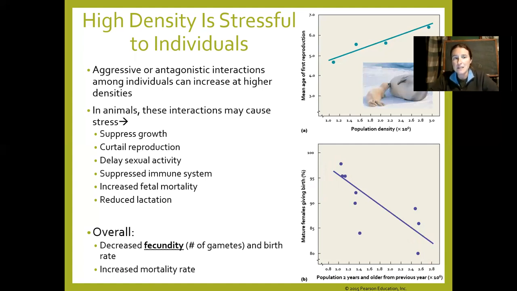The effects of stress occur at the individual level, like natural selection occurs on the individual, but then this radiates out throughout the entire population. If it's happening to all of these individuals at once, it ultimately is going to influence the entire population. Overall, this high density situation is going to lead to decreased fecundity. I want to emphasize that there's a difference between fecundity and fertility. Fecundity is essentially the potential for producing offspring, the number of gametes one can produce, and fertility is the number that are actually produced. So with decreased fecundity, the potential for producing offspring is decreased, therefore a decreased birth rate and an increased mortality rate because of the additional stress, because of the reduction in resources.